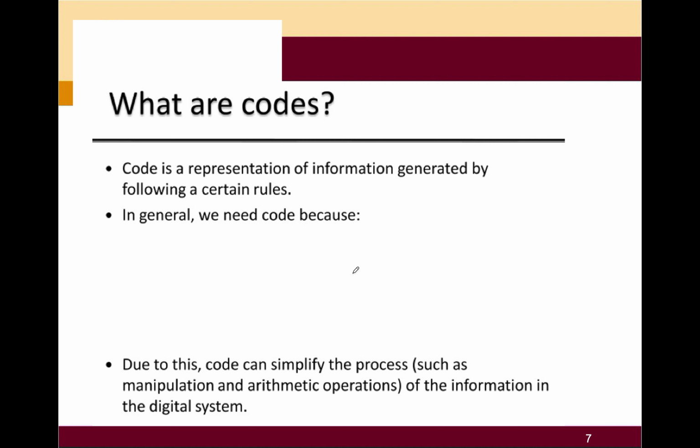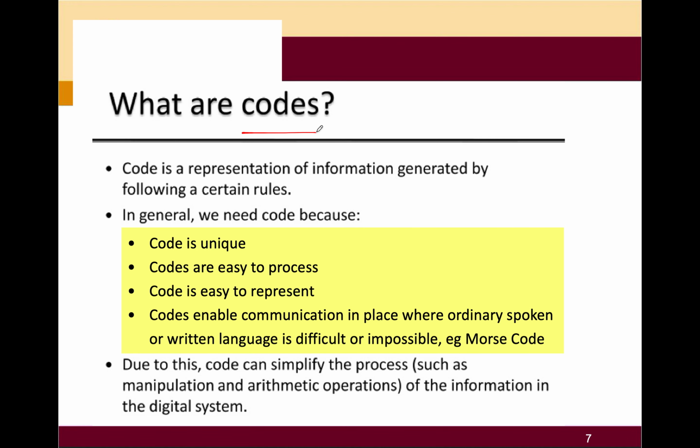So what basically codes are, their implementation, and why we need code. Code is a representation of information generated by following certain rules. And why it's important is because code is unique.